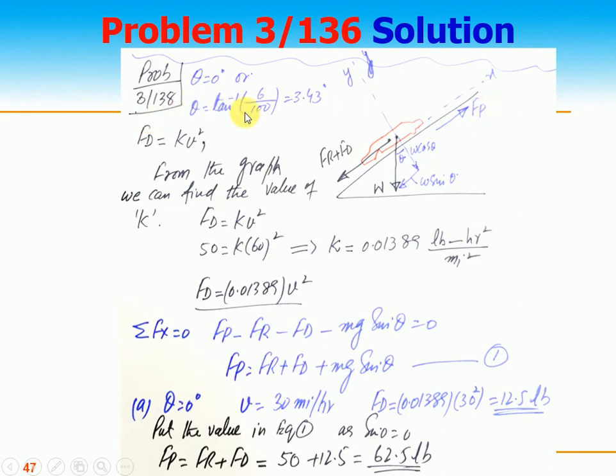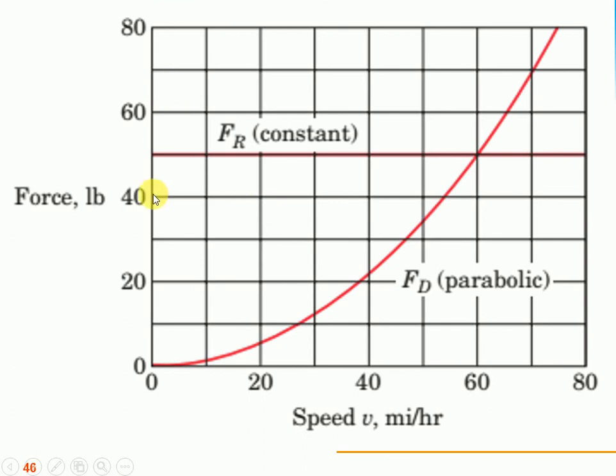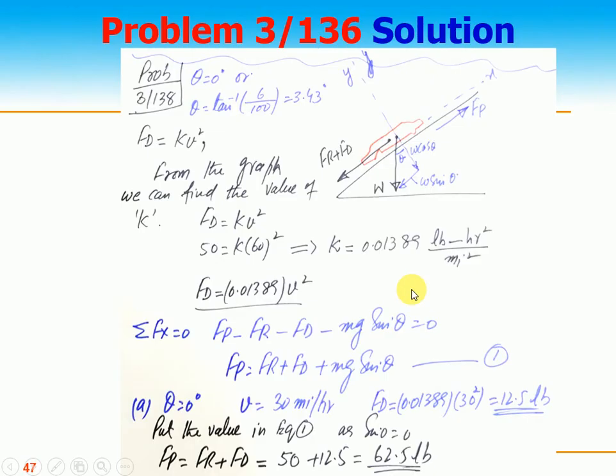So theta equal to 6% means 6 by 100, which is 3.43 degrees. The drag force is kV square from the graph. If I take when drag force is 50, I get the speed as 60 miles per hour. I get the value of k, which is basically 0.01389 pound-hour square per mile square, or Fd is equal to 0.01389 V square.